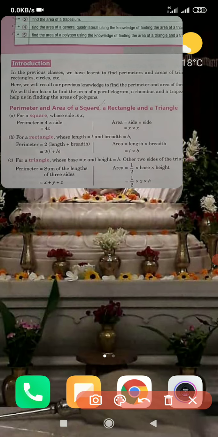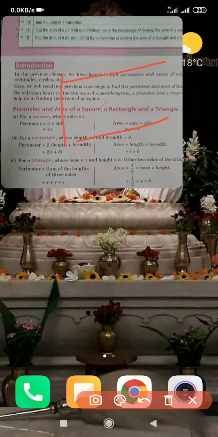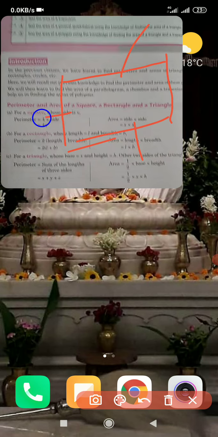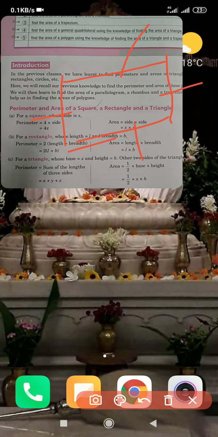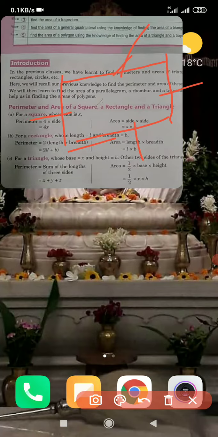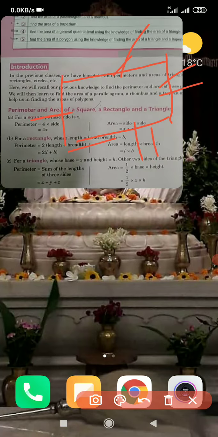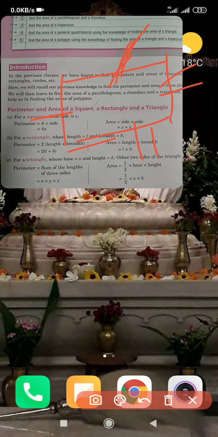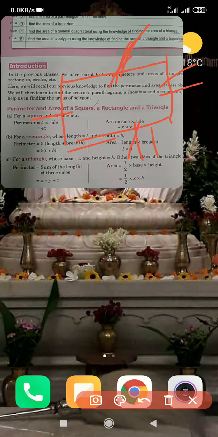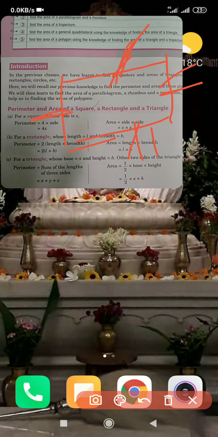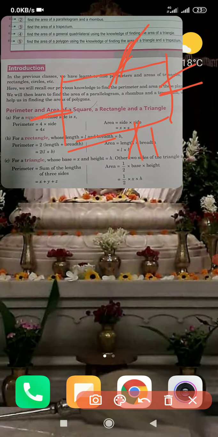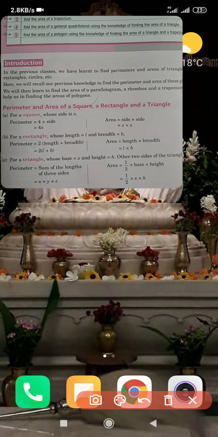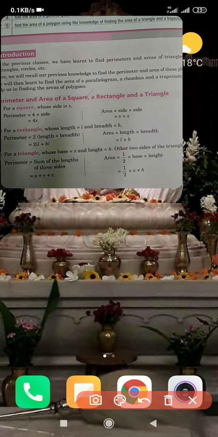For rectangle, the perimeter is what? This one and this one are parallel and equal. This one and this one are parallel. So we have to add this side plus this side plus this side plus this side, which gives us the perimeter. That means if I take this one as L and this one as L, L plus L is 2L. And if I take these two as breadth B, B plus B is 2B, which gives us 2 into (L plus B). Again, the area of rectangle is length into breadth.